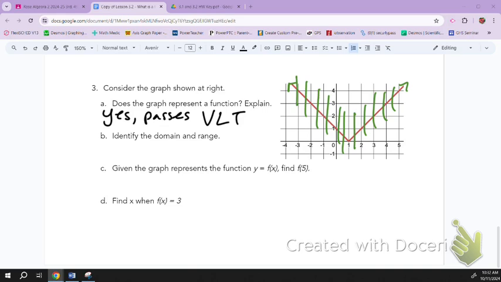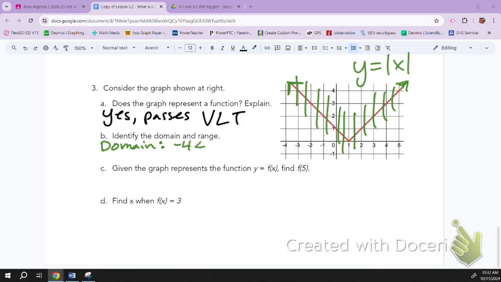It's an absolute value function, which we'll be getting into eventually, here pretty soon. Y equals the absolute value of x. We'll be graphing those soon. But it passes our vertical line test. It is a function. The domain. What do you think the domain is? -4 is less than or equal to x, and x is less than or equal to 5.